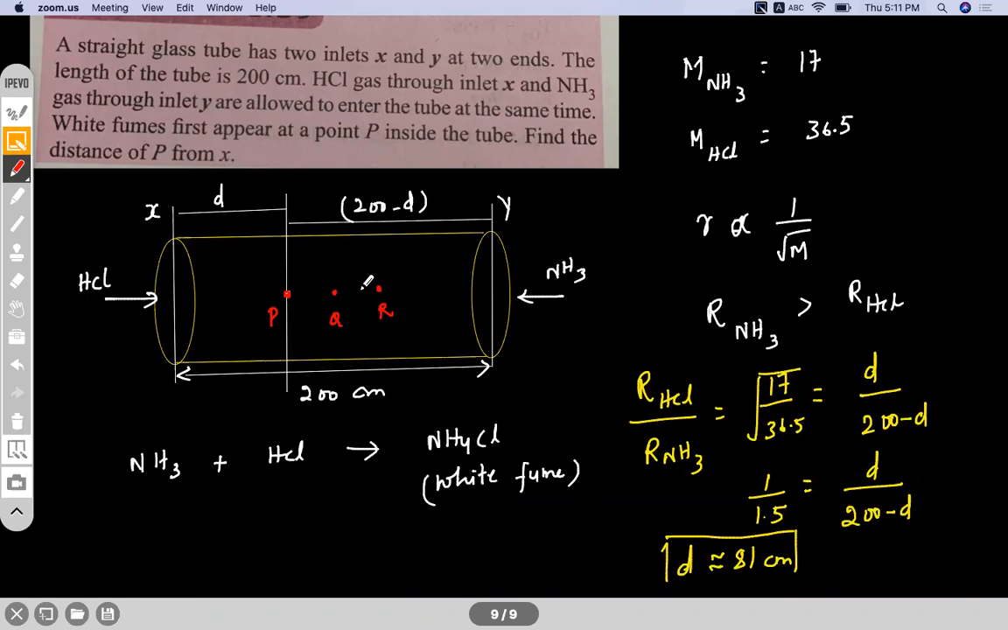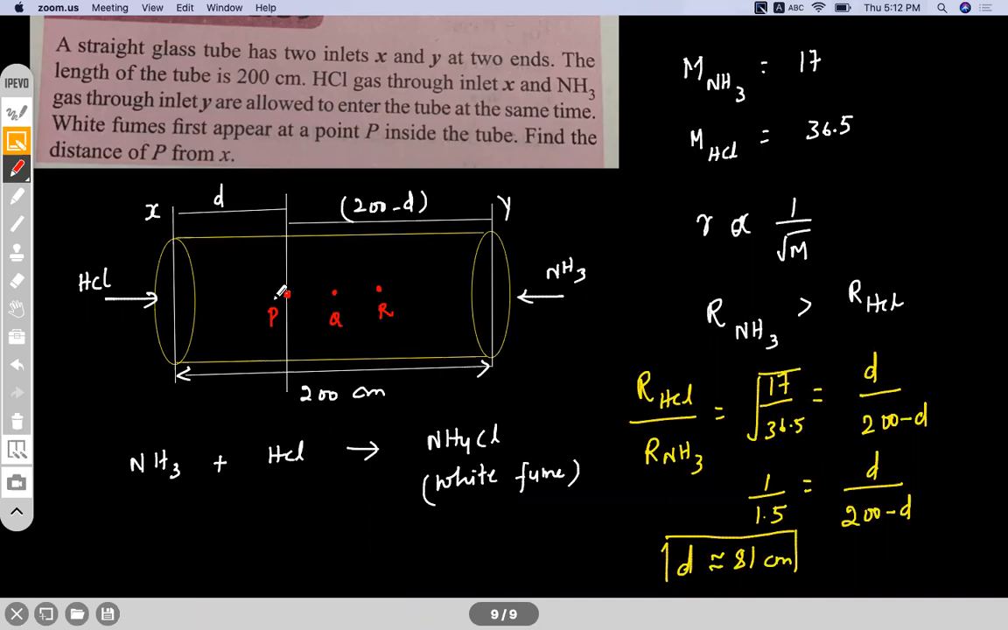What will be the answer here? You don't have any other info. At which point does the white fume appear, ideally? This is the half of the tube, right? And we know the diffusion of NH3 is more than that of HCl, right? In the same time, obviously this NH3 will cross the half portion of the tube, and somewhere in this region, on the HCl side of the half of this cylinder, NH3 and HCl will meet because of the more rate of diffusion of NH3. Hence, the probable answer should be P, as per the given information in the question. The answer is P. And then they have asked in the second part of this question what is the distance from this end of P where the two gases meet?